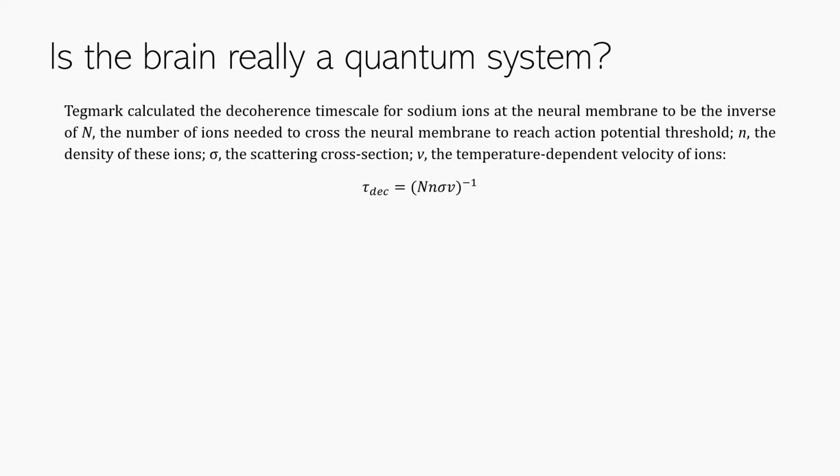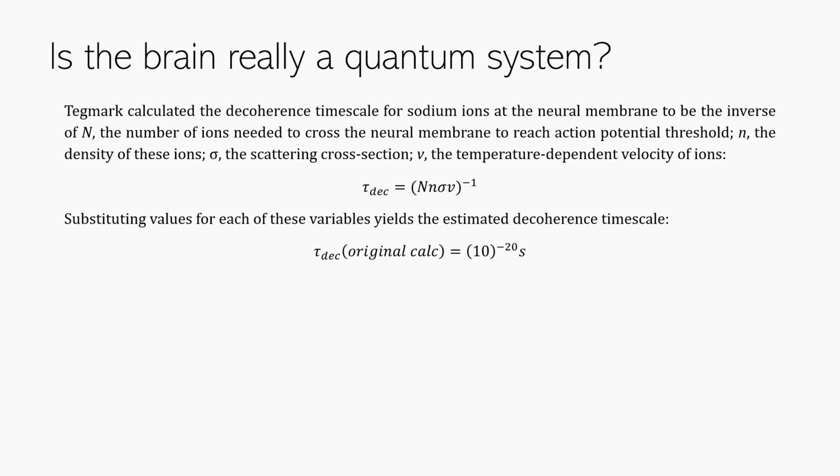And since the superposition of neuronal resting and firing states involves n superposed ions, the coherent state gets destroyed on a timescale that's proportional to the number of ions needed to affect a state change. And so he calculated the decoherence timescale for sodium ions at the neural membrane by substituting values for each of these variables. And he found the estimated decoherence timescale to be around 10 to the minus 20 seconds.